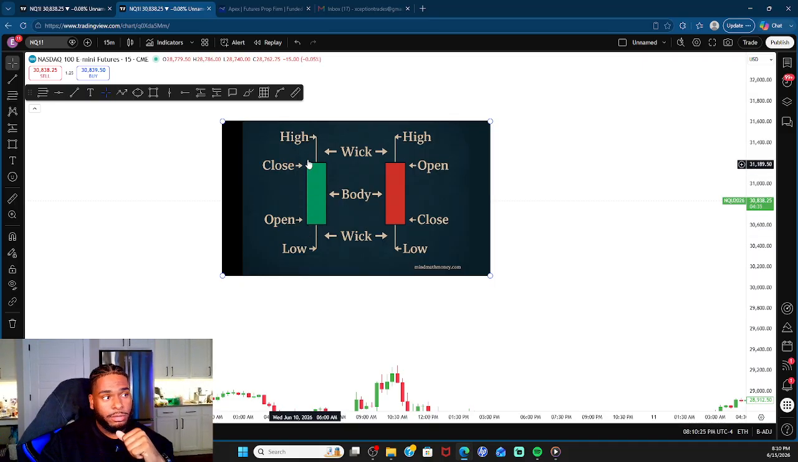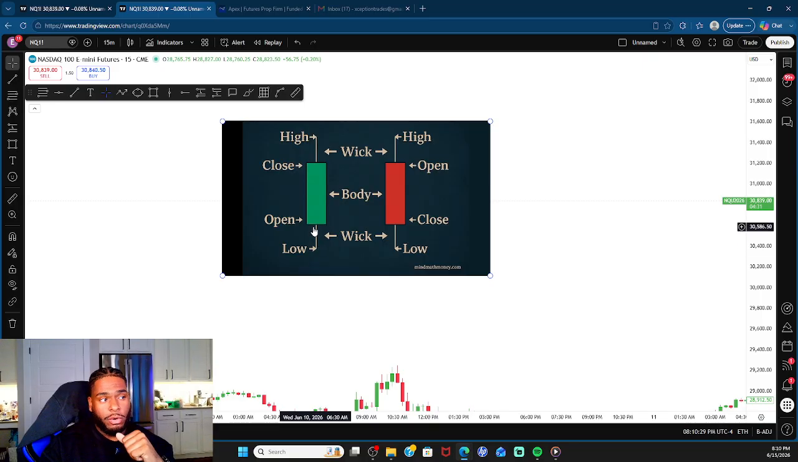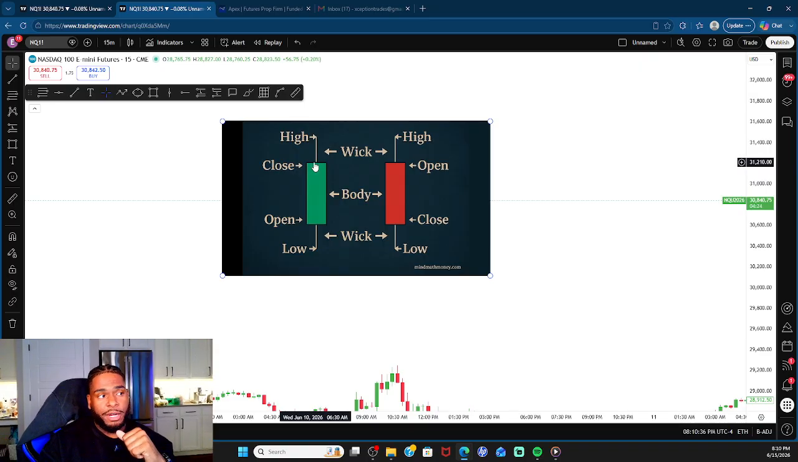Opened here, went up, opened here, maybe started going lower, went up, went up, went up, maybe got as high as here, and then finally closed. That's the body and wicks.